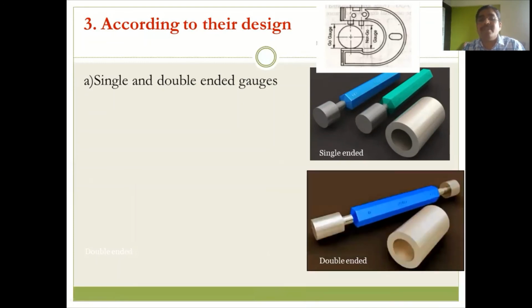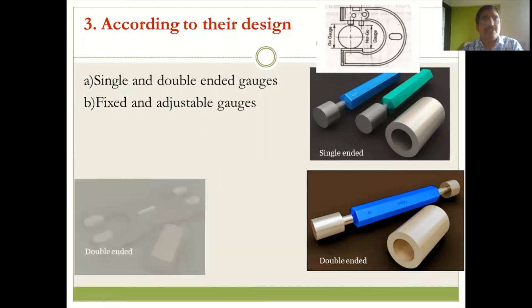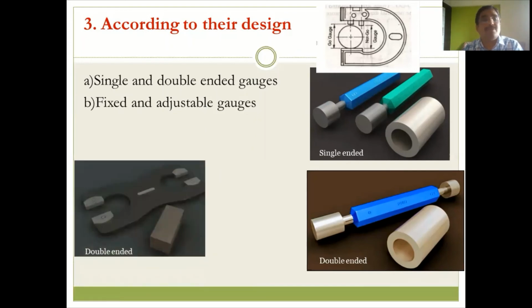And if I go for double ended, here on the handle, this is a handle. Here this is a go end and this is the no go end. So on one side there is go and on the other side there is a no go. That is called a double ended gauge, my friend. Even I can show you the double ended snap gauge also. This is a double ended snap gauge right now. So this is a go end and this is a no go end.